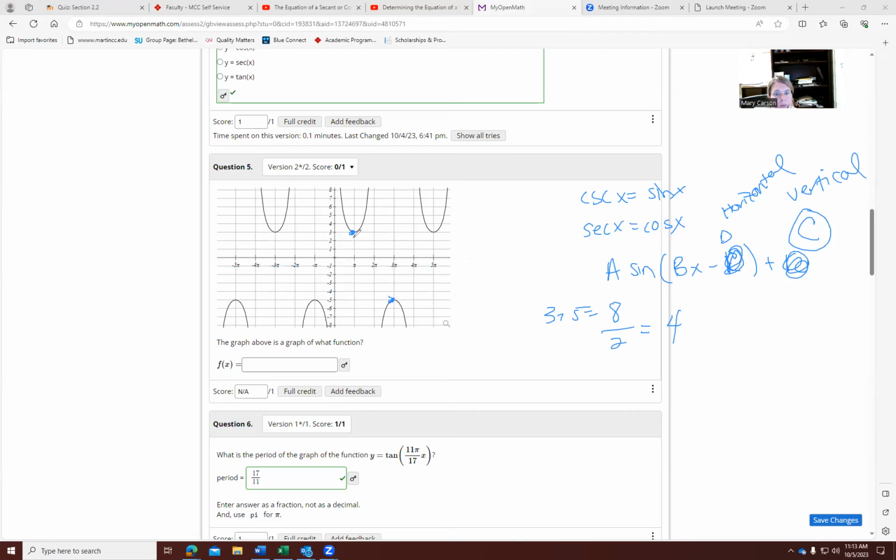All right, so 1, 2, 3, 4. So what that means is our shift is -1. So our vertical shift, our C value, is equal to -1.